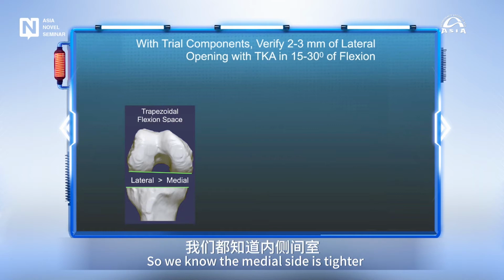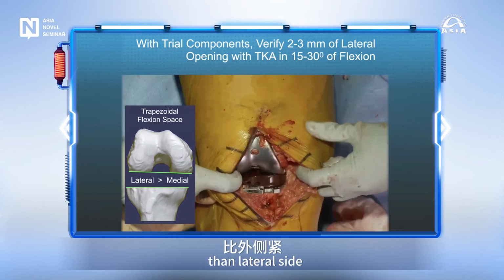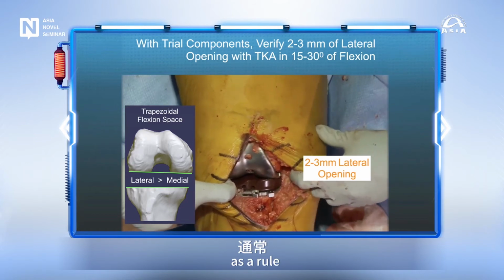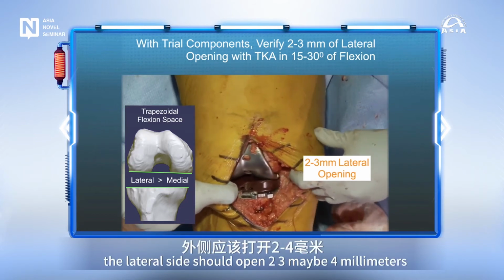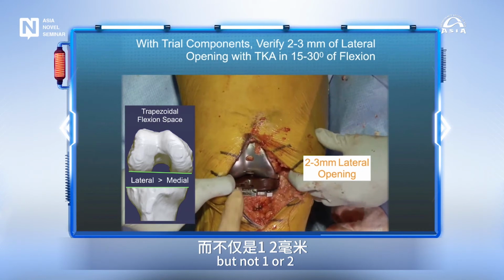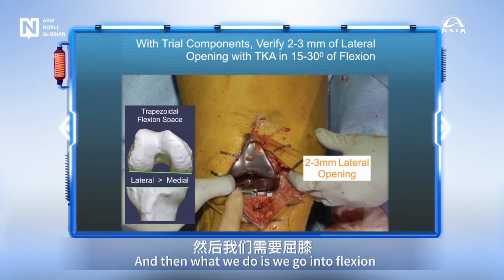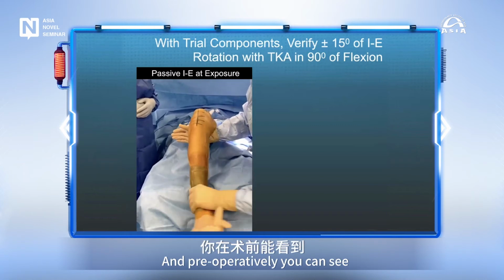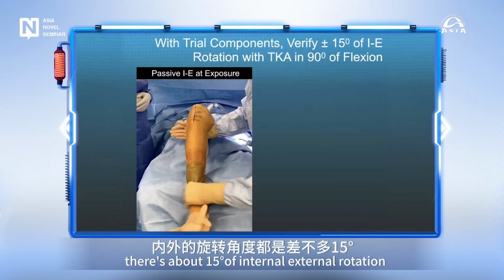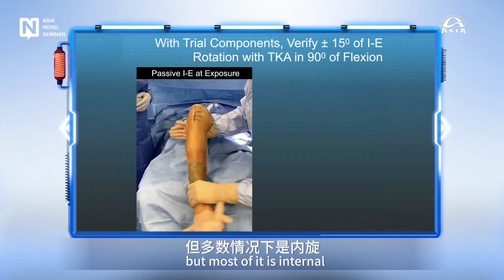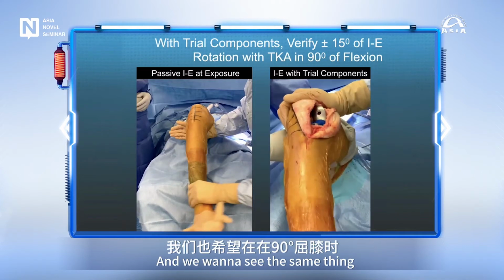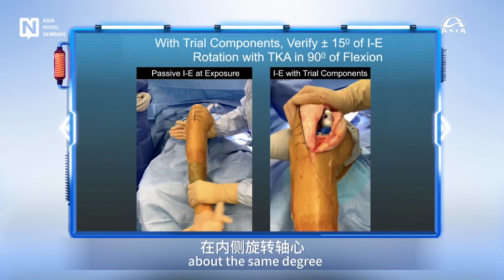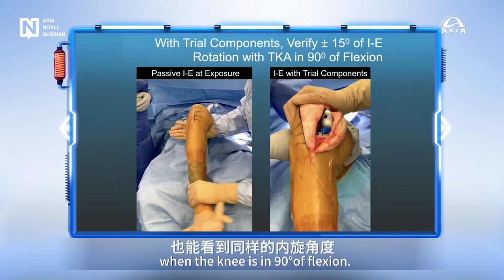So we know the medial side is tighter than the lateral side, so we flex the knee. As a rule, the lateral side should open 2, 3, maybe 4 millimeters, but not 1 or 2 and not 5 or 6. And then what we do is we go into flexion. And preoperatively, you can see there's about 15 degrees of internal external rotation, but most of it is internal. And we want to see the same thing, a medial pivot when the joint's compressed, about the same degree when the knee is in 90 degrees of flexion.